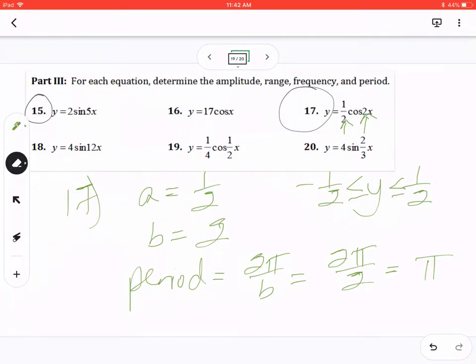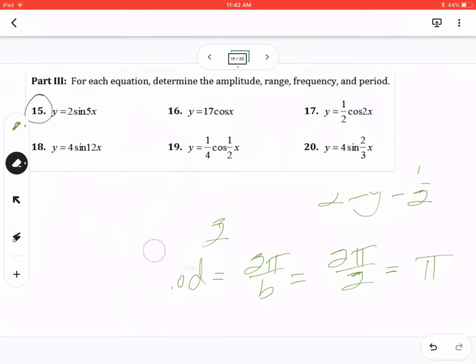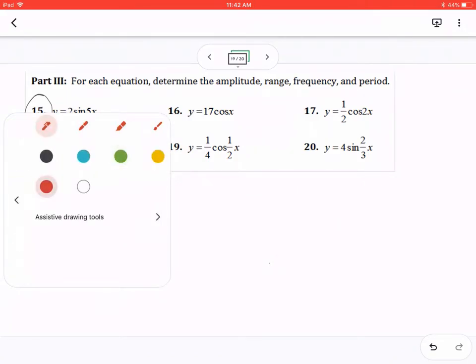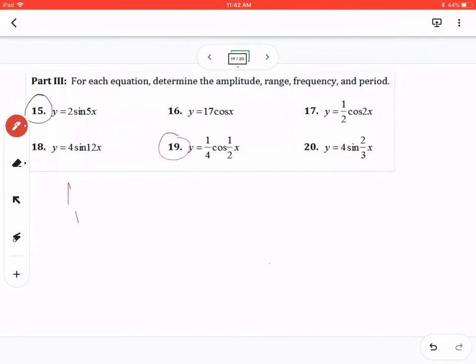I'll do one more. 19. Question 19. The a value of the amplitude is 1/4. 1/4 is therefore the max. -1/4 would be the min. We're dealing with the y variable, and this would be how you would write the range of values that is appropriate for this function.